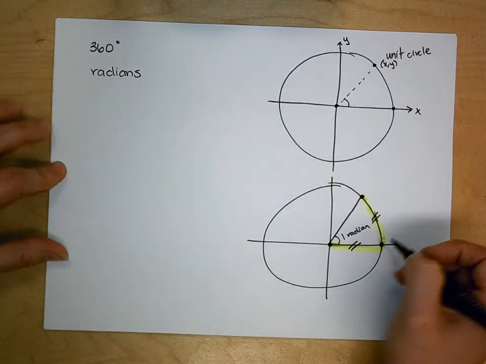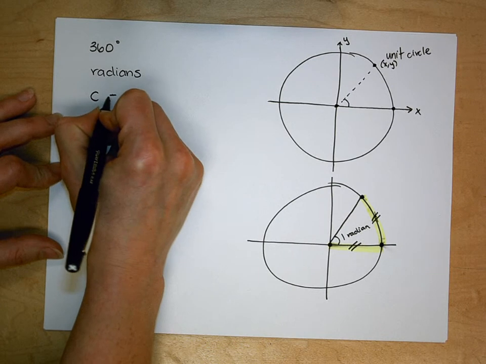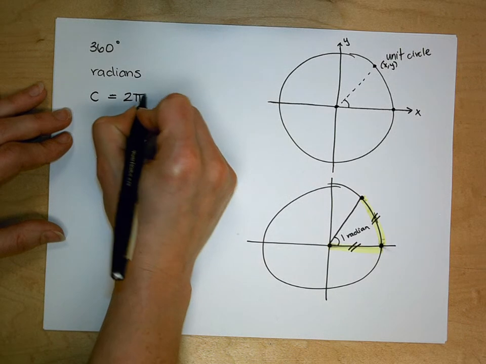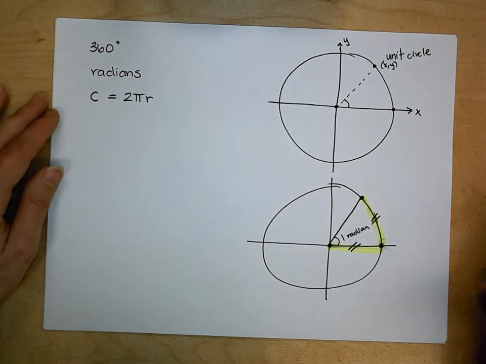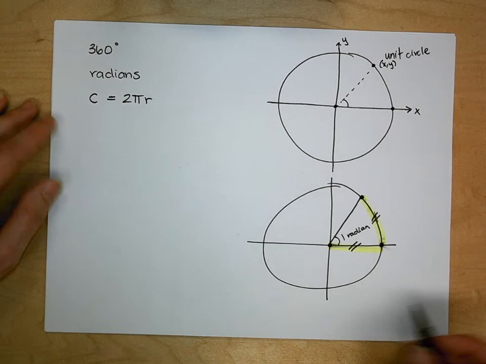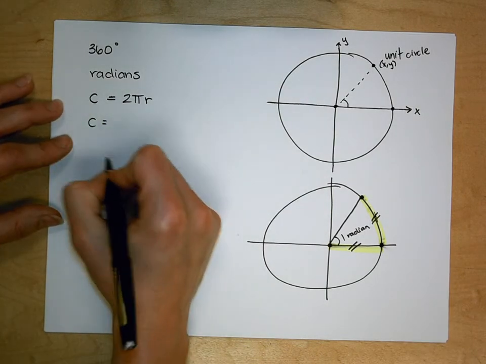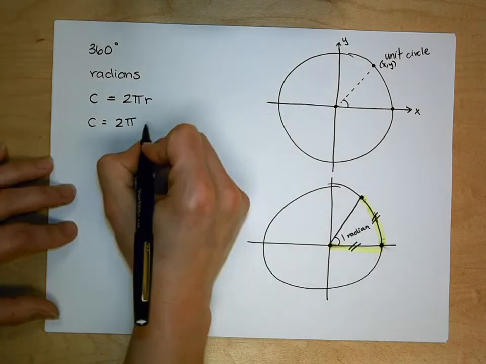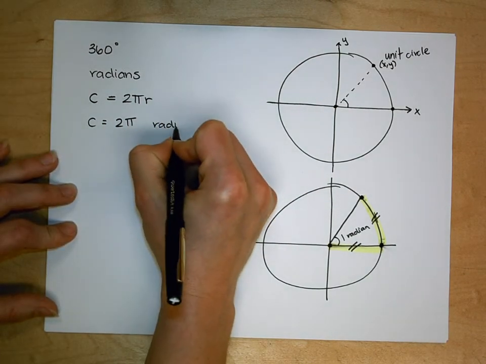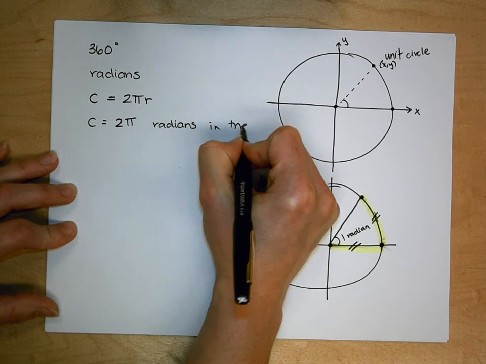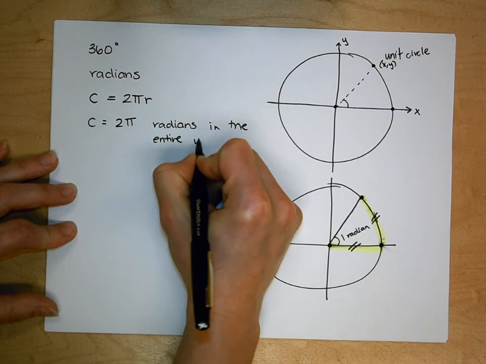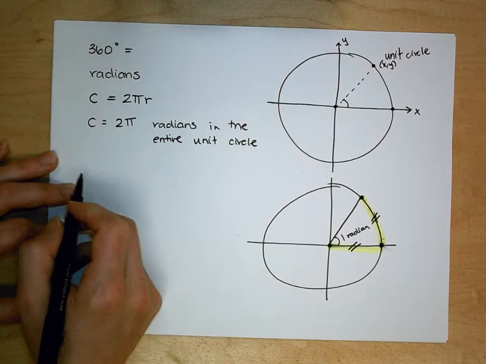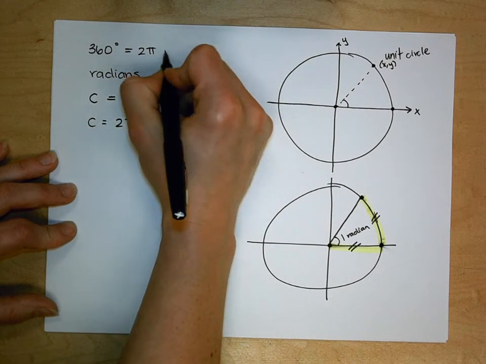And hopefully you can see that really what I'm describing is the circumference of the circle, right? Just the circumference. And we know from the equation 2 pi r that is the equation that we can use to find the circumference of a circle. And in this case, my radius is 1, again, because it's the unit circle. So the circumference is 2 pi. So that is the number of radians in the entire unit circle. And for that reason, we can actually even say that 360 degrees is the same thing as 2 pi radians.